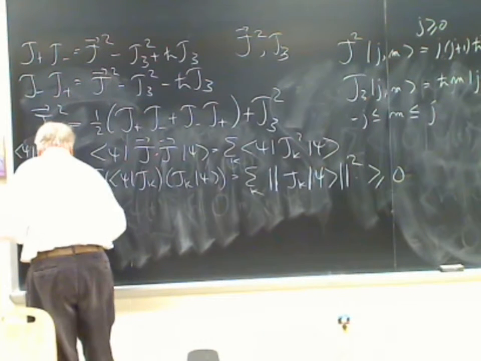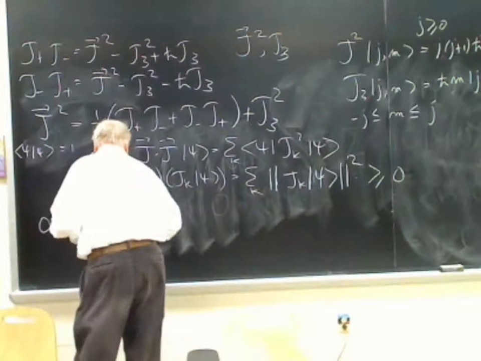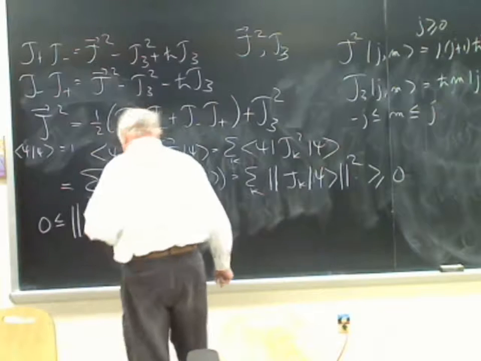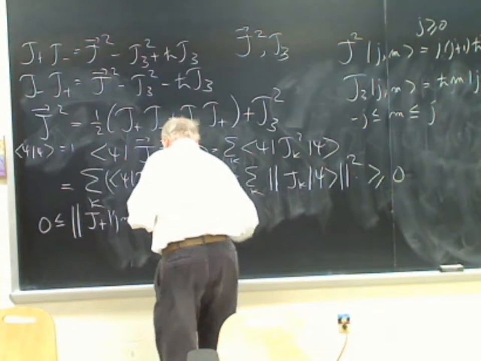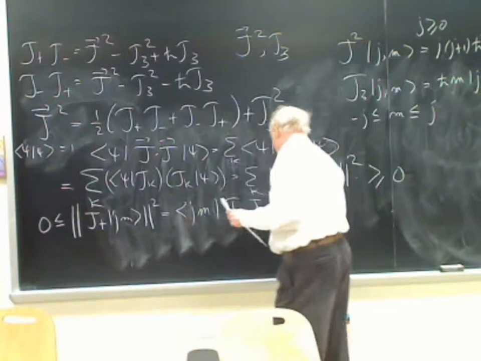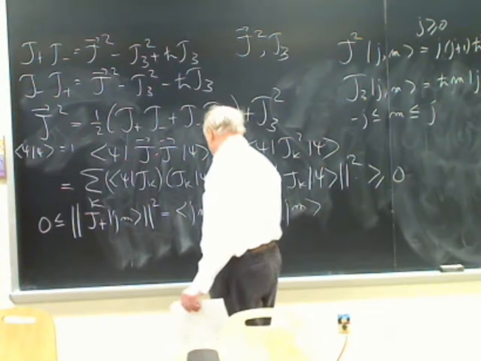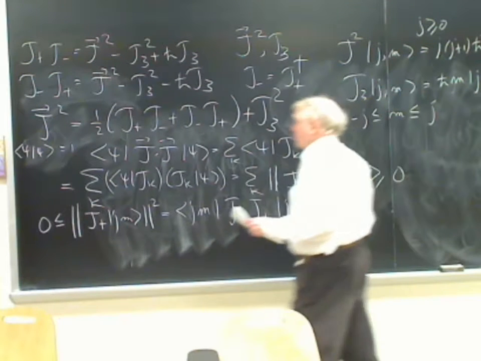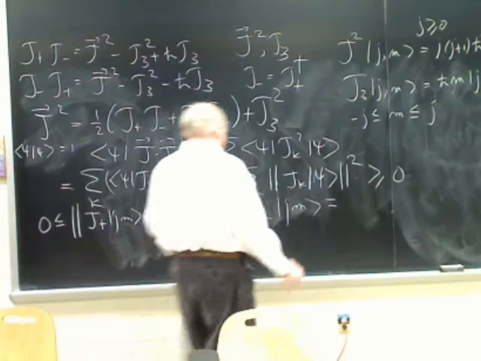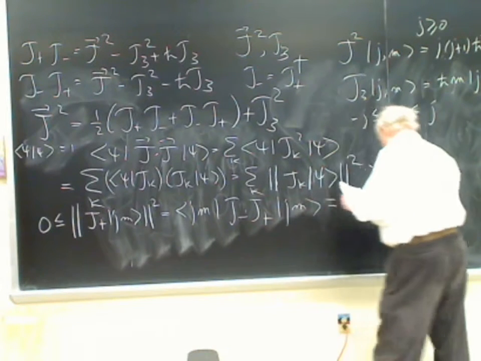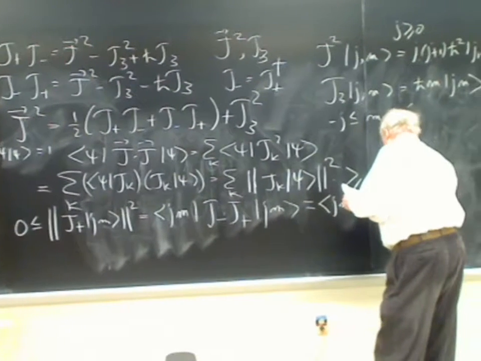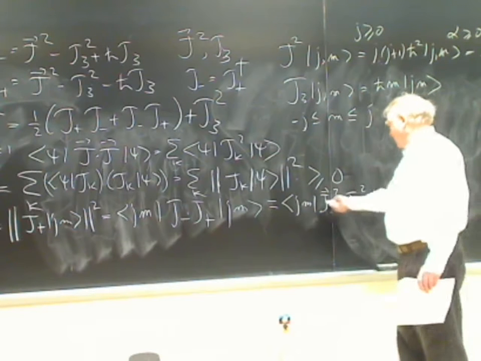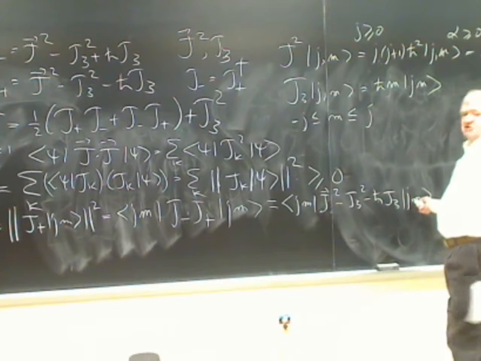Zero is less than or equal to the norm of the operator J plus on this state |J M>, which is an eigenstate. This thing is <J M| J minus J plus |J M>, because J minus is J plus adjoint. And moreover, for J minus J plus, we have a formula for it here. And so this is <J M|, and it's the mean value of J squared, the vector, minus J3 squared, minus h bar J3, |J M>. And now state |J M> is an eigenvector of all three of these operators, and moreover, we're assuming |J M> is normalized.